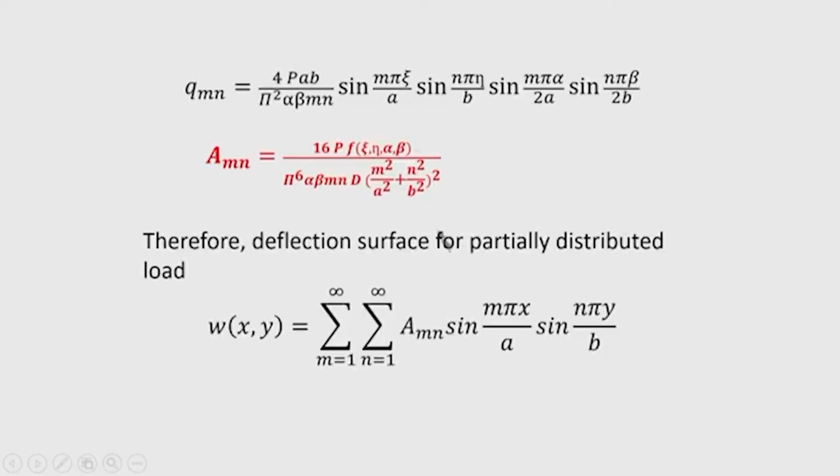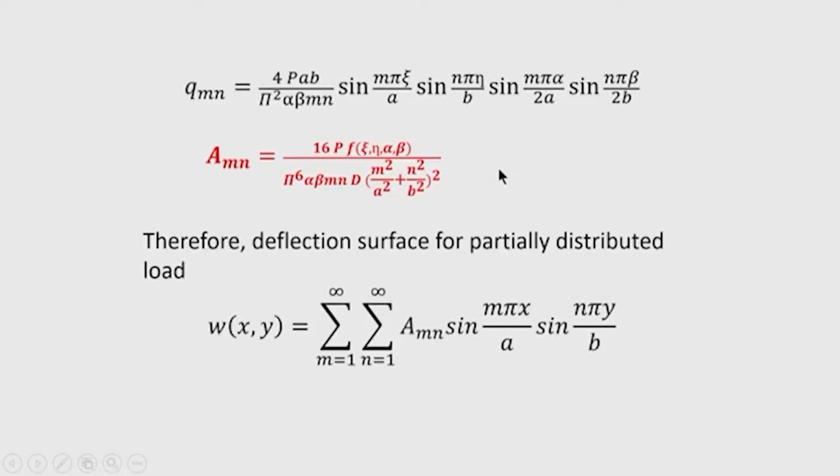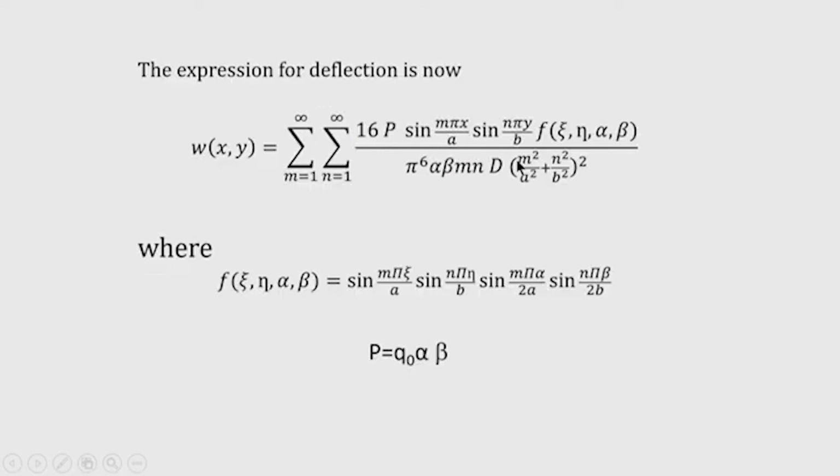Now, let us see the expression for deflection. Substituting Q m n in this place, we get this expression for deflection W x y, where f of xi, eta, alpha, beta is nothing but sin m pi xi by a sin n pi eta by b sin m pi alpha by 2 a sin n pi beta by 2 b. So, these are the functions of f, which is found from this expression. All right. Now, let us see how we can formulate the expression of W x y for concentrated load starting from this expression.